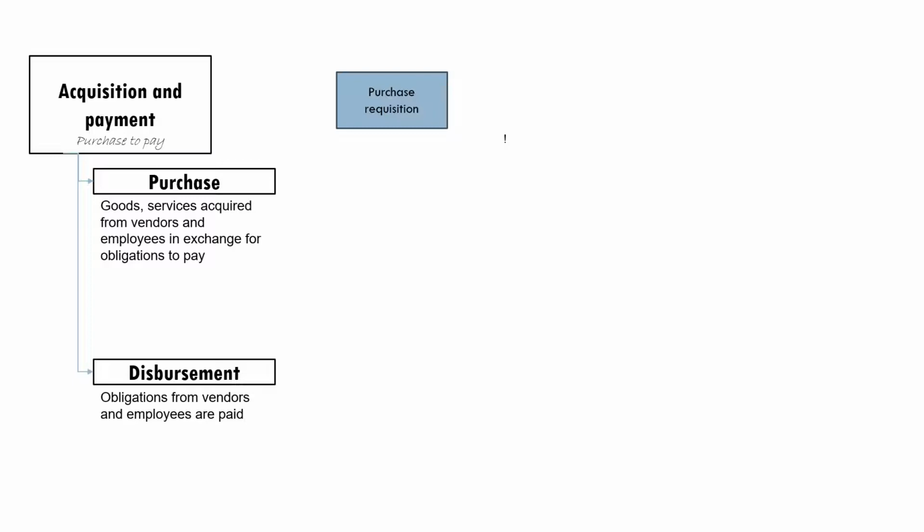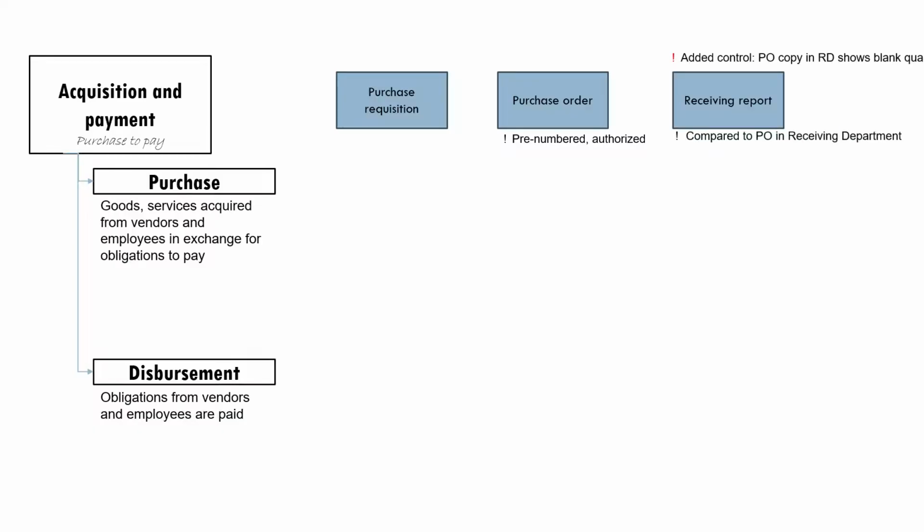Once the request has been deemed appropriate, what will come out next is the purchase order. The purchase order is the more formal document and has to be pre-numbered and authorized. It serves as a formal document of the commitment to purchase from a vendor. Once we have placed our order with the vendor, the vendor will ship this out to us because we are now the buyer. And once received, the receiving department will prepare what we know to be the receiving report.